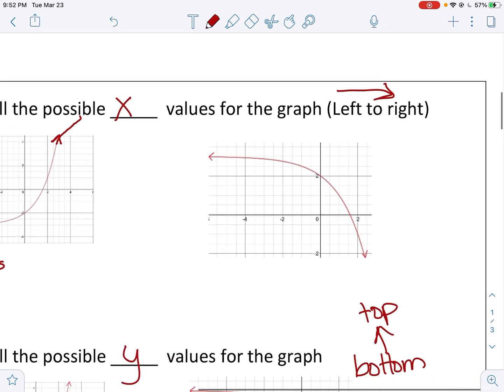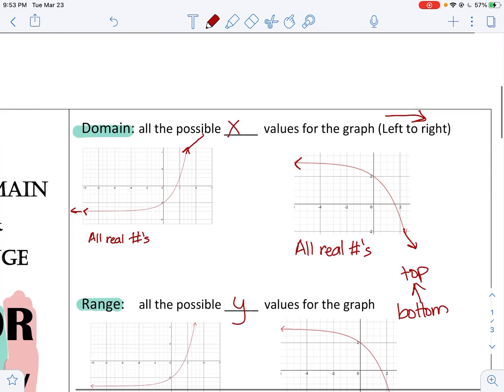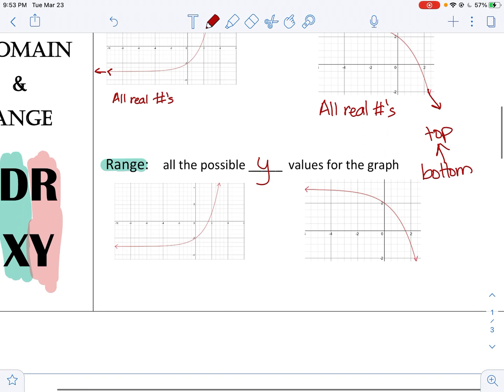Okay, looking at this one. Again, it has an arrow that means it's going to keep going to the left forever and ever, and it's going to keep slowly approaching to the right forever and ever. So again, the domain is all real numbers. The domain for all exponential functions is always all real numbers. Okay, the only thing that's going to change is the y values.